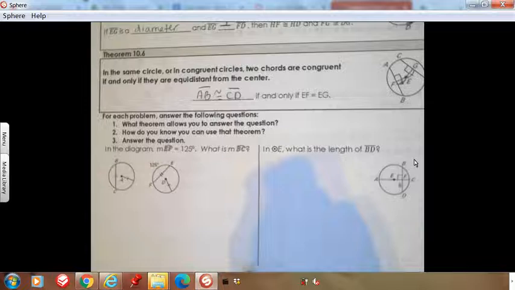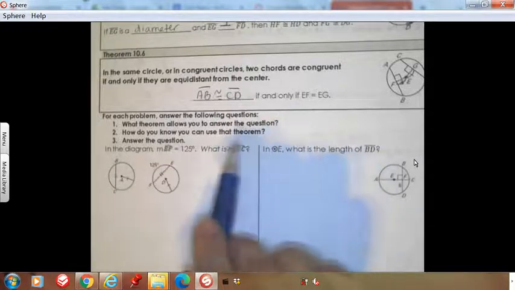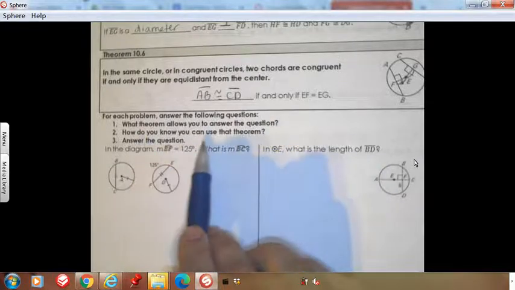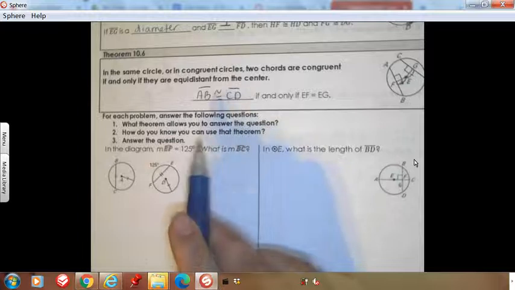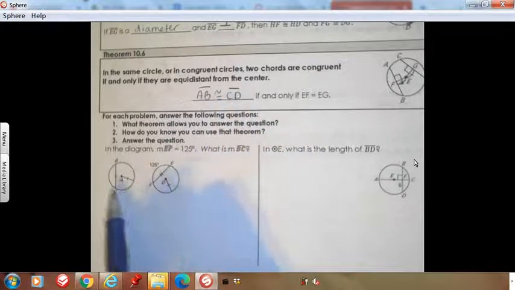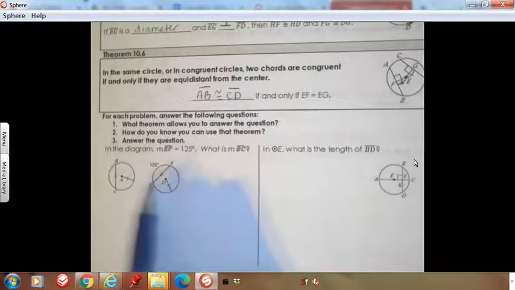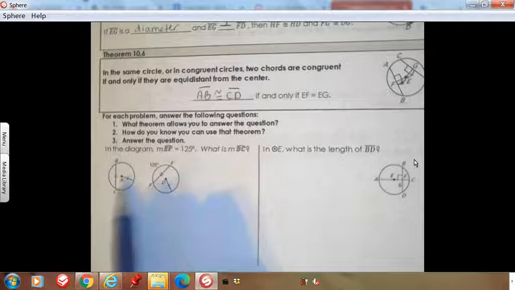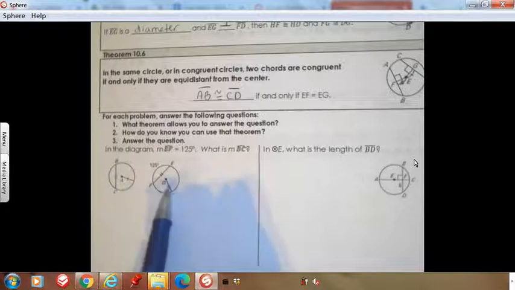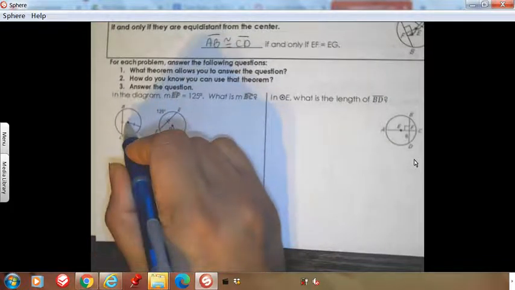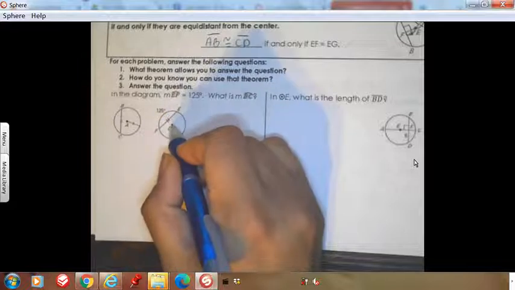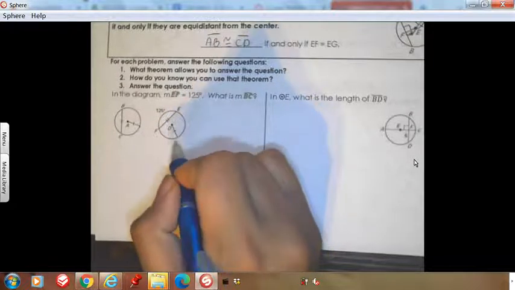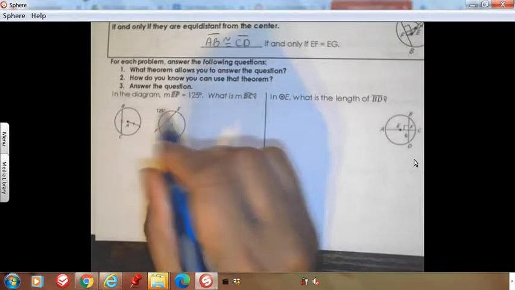Alright, so we're going to figure out which theorem we're applying. Then it says, how do you know you can use that theorem? And now go ahead and answer it. So looking at the diagram, it looks like I have two chords here, but they're not congruent to each other. But in two circles, notice that the radius of each circle, they're congruent, right? This is showing me that this is the radius from the center to this point. It's saying it's the same thing as the center to this point. So already we're finding out that the circles are congruent to one another.